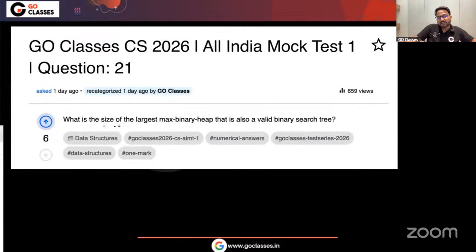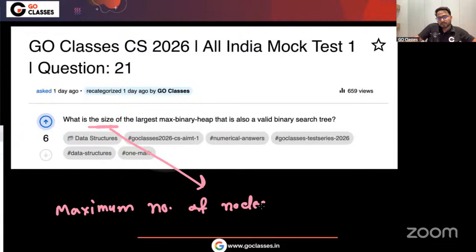So basically they are saying, what is the size of the largest maximum heap, which means I'm just asking the maximum number of nodes in the heap such that it is a binary search tree also. So the question can be written as: maximum number of nodes in heap such that it is a binary search tree also, right?